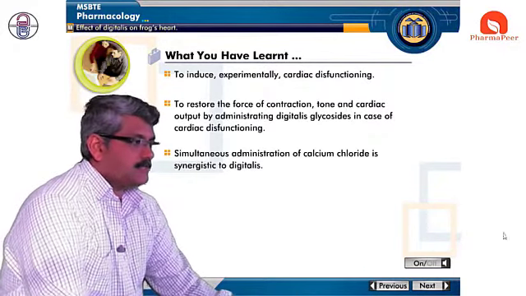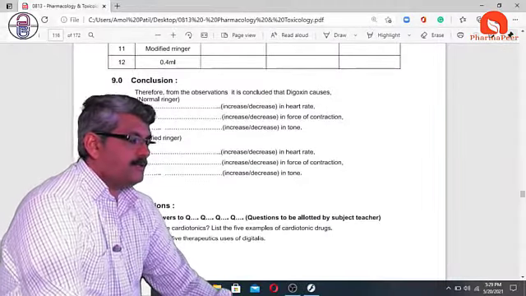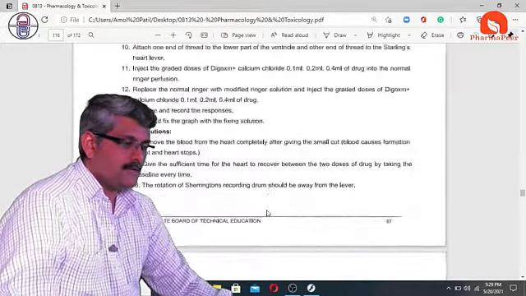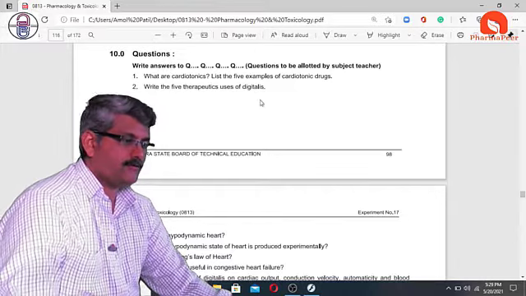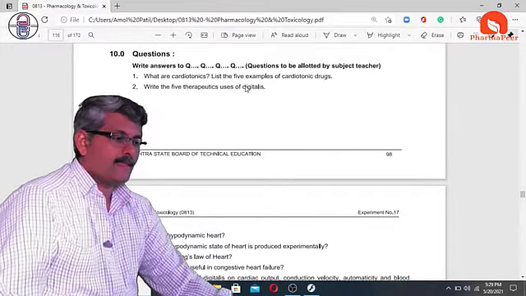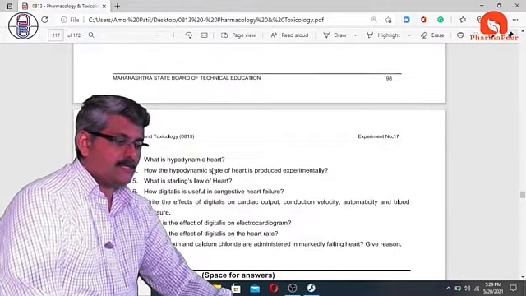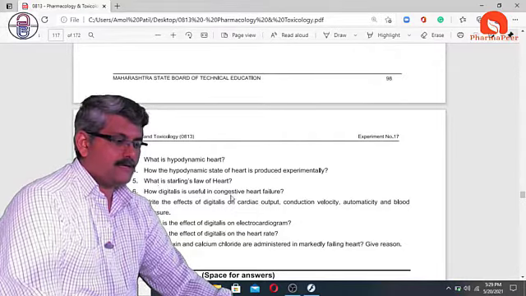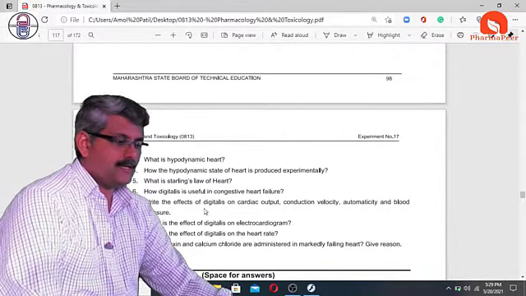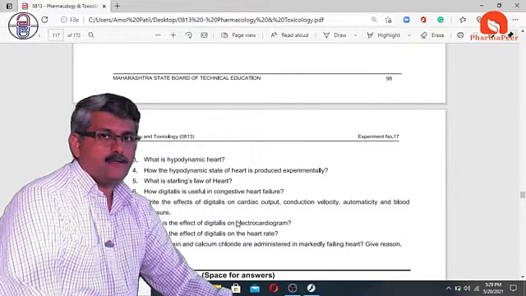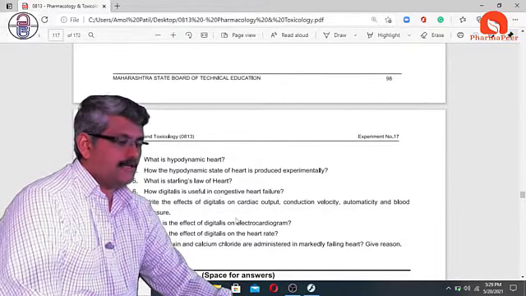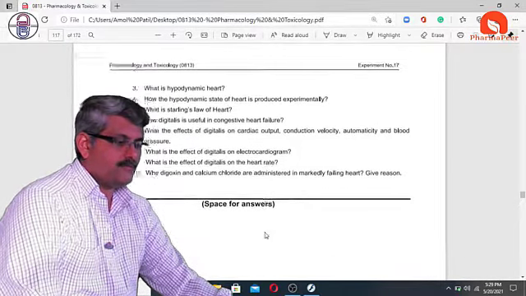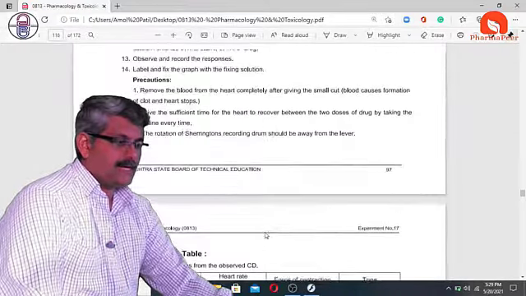The questions in that experiment are particularly all the questions given: what are the cardiac tonics, give the examples. It is already available, a classification of all the drugs. What is the application, what is the hypodynamic state of the heart, as well as what is Starling's law. A few of the questions I will put in notes or in Google Classroom, so you will get an idea. What is the effect of digitalis on electrocardiogram? There is improvement. So complete it as much as possible.